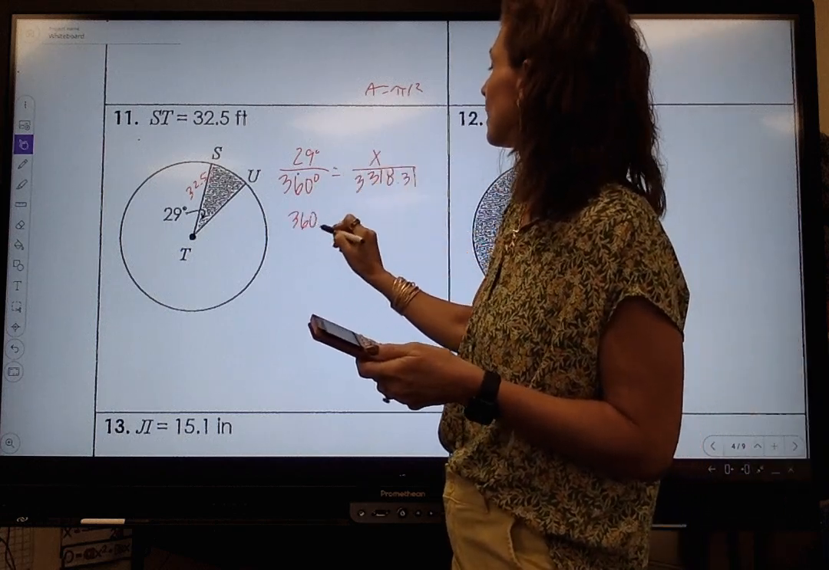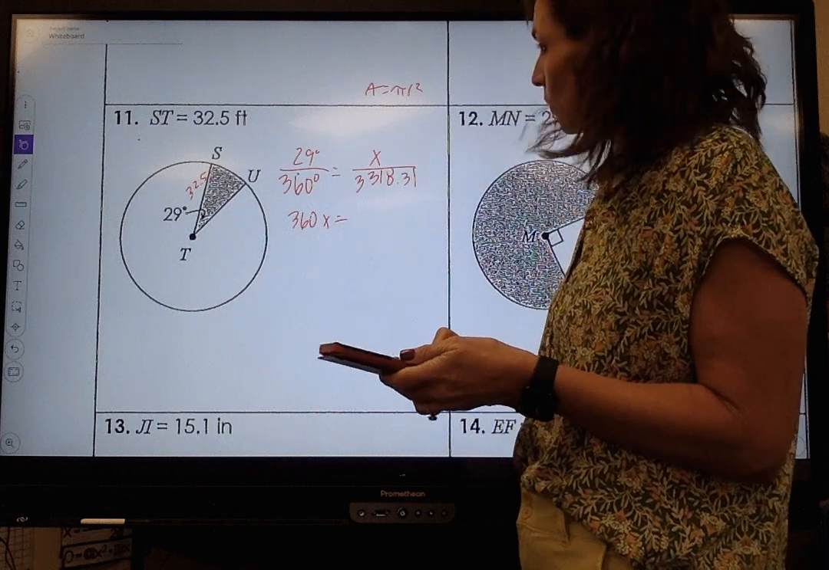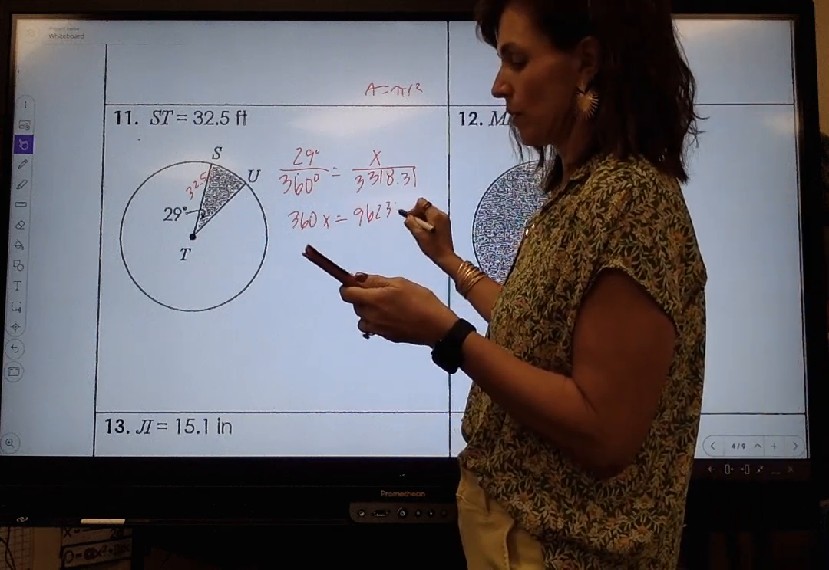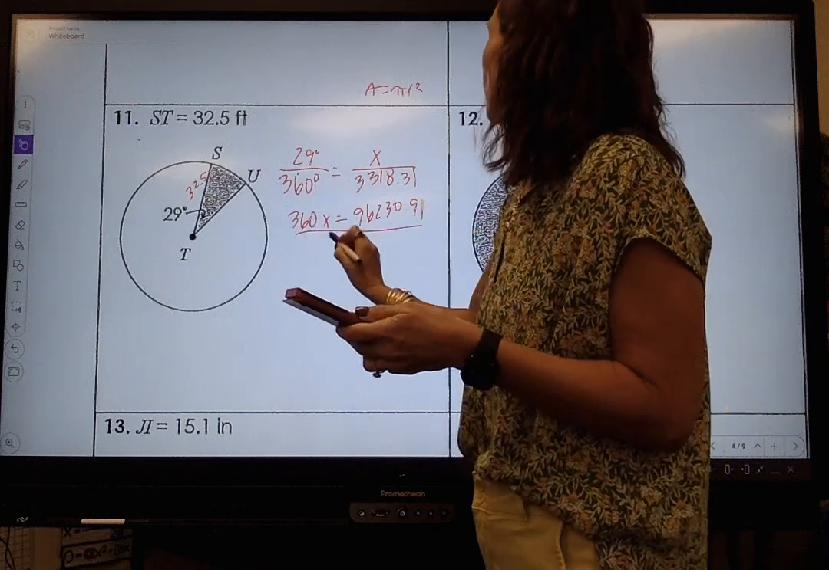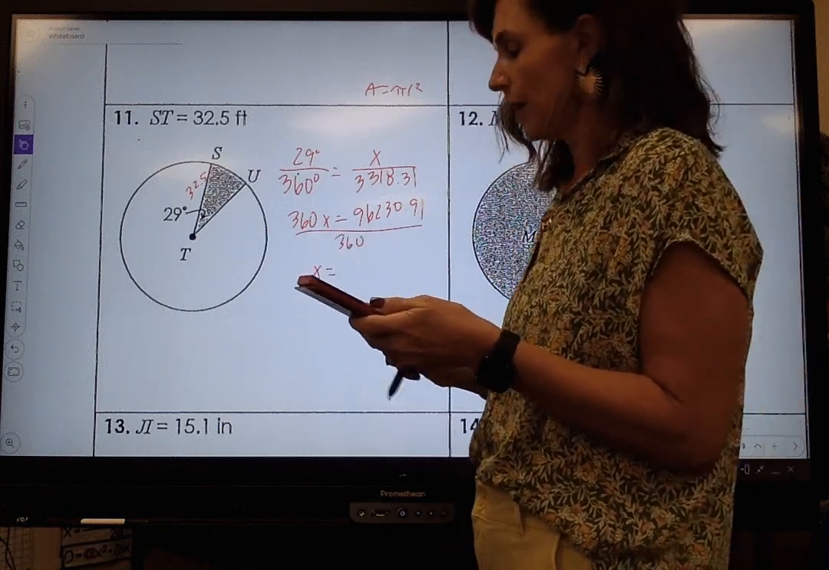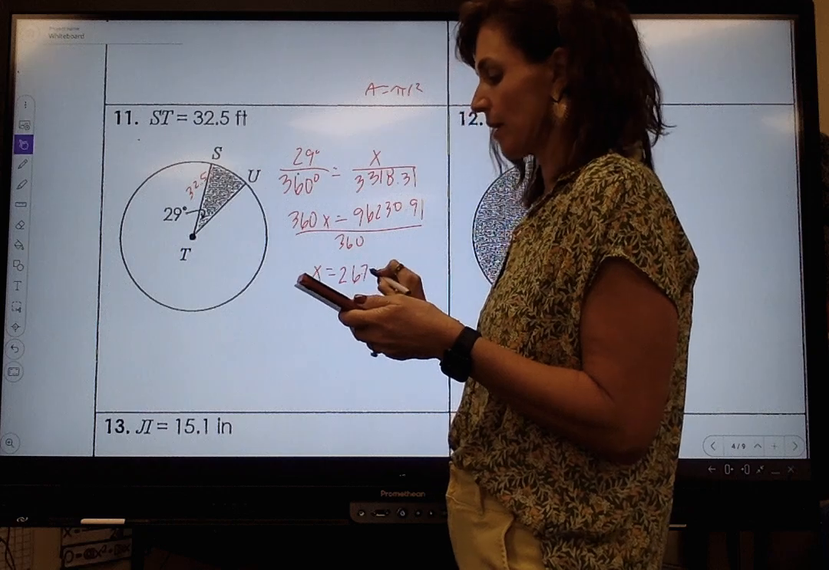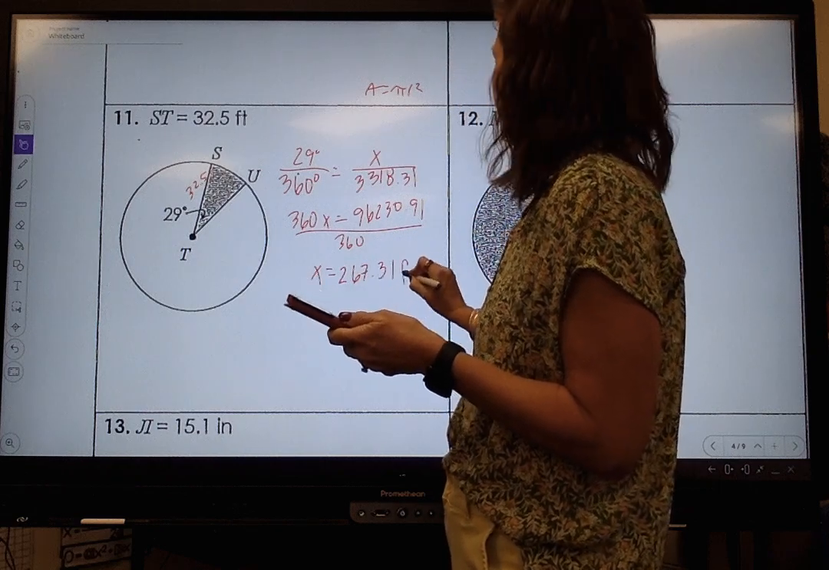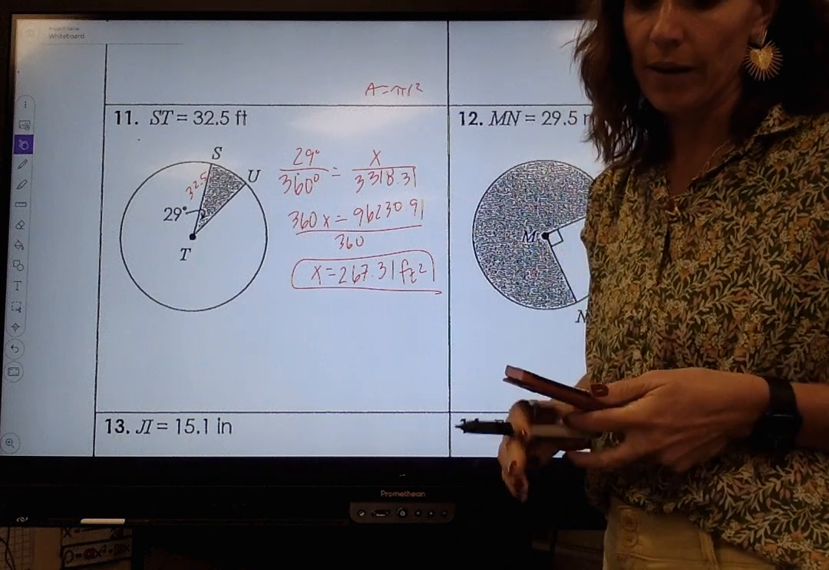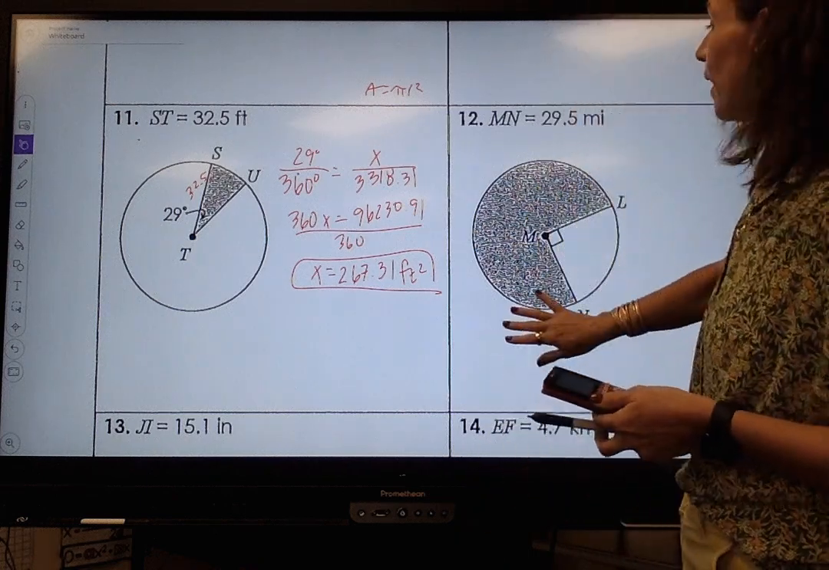So 360x equals 96230.91, all divided by 360. And I get 267.31 feet squared. That's the area of that section. Okay, let's do one more together.